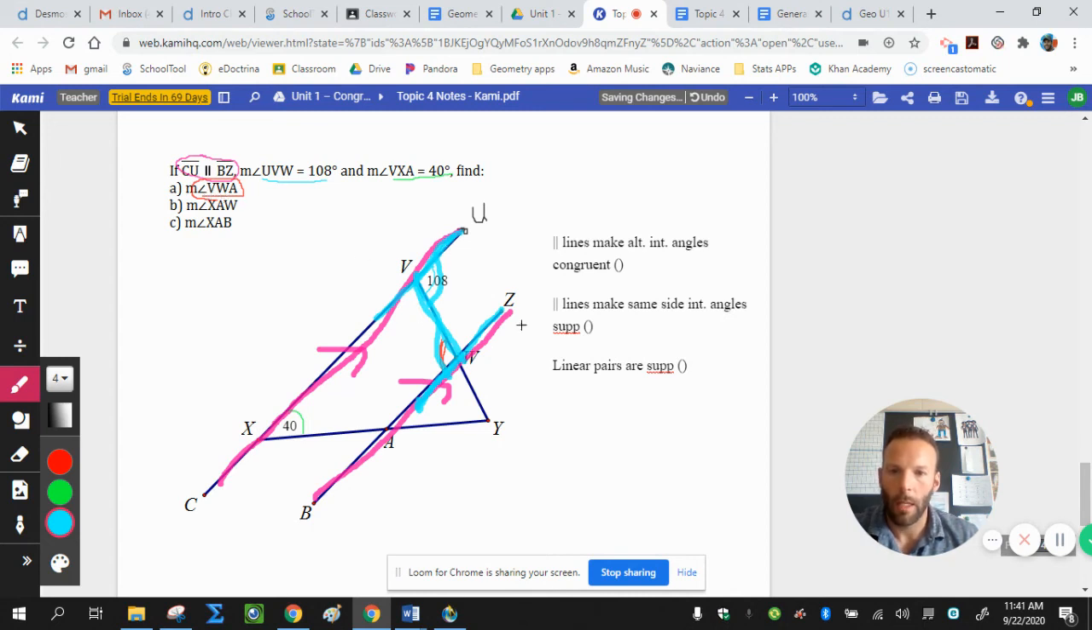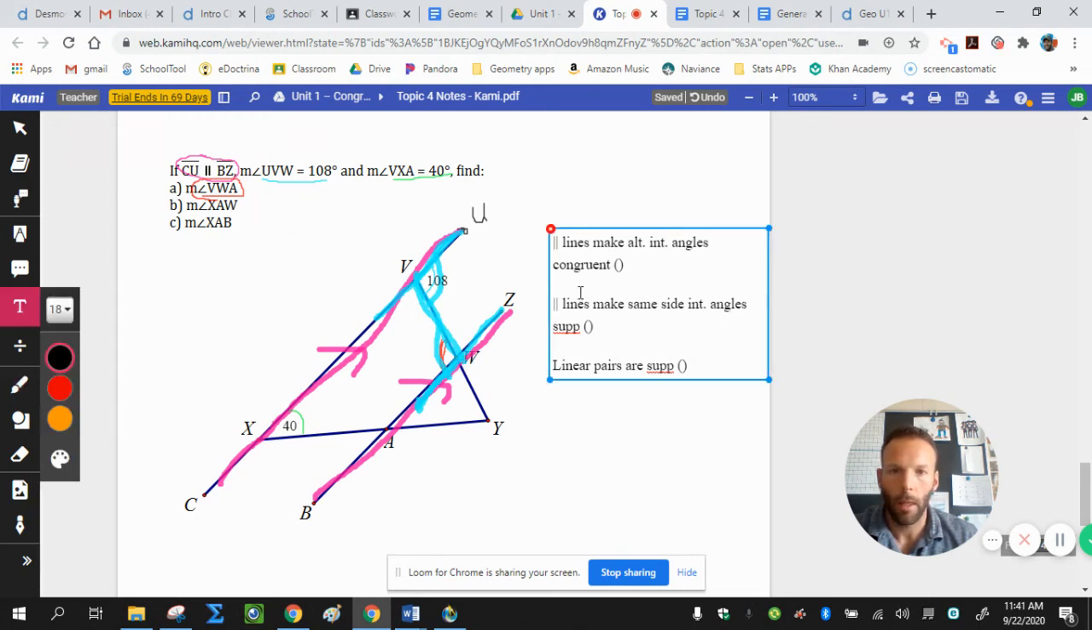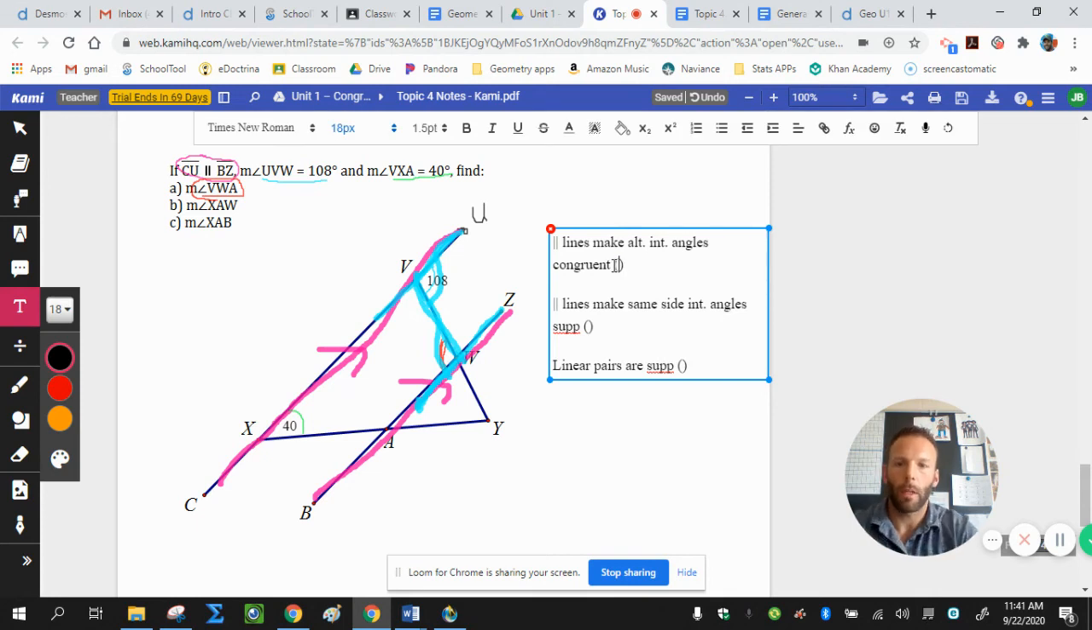So when lines are parallel, they make alternate interior angles that are congruent. So this 108 and this angle, which is called VWA, those are alternate interior angles. So I can say parallel lines make alternate interior angles congruent, 108 and 108.